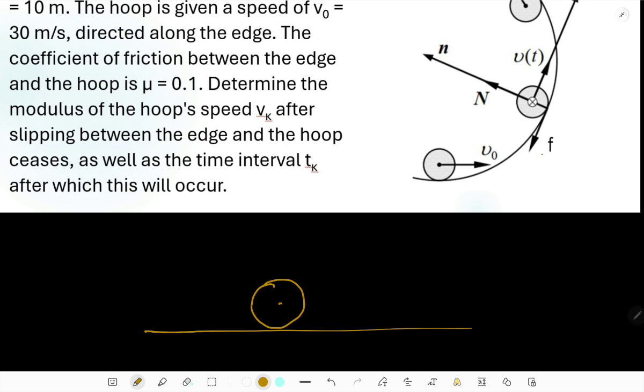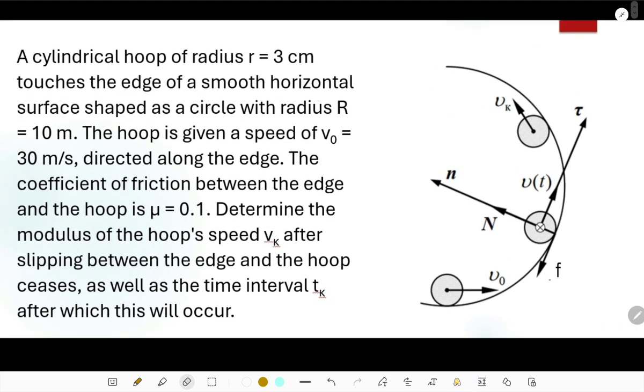I just changed this problem in this manner. That means the motion is taking place on the same surface, but the surface against which this rolling body is moving is rough and its shape is circular. As you can see in your problem, it is given a cylindrical hoop. I guess this hoop should be solid. It may be solid or hollow, I don't know.